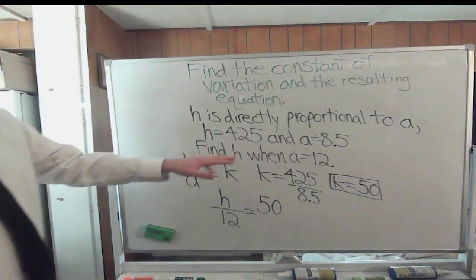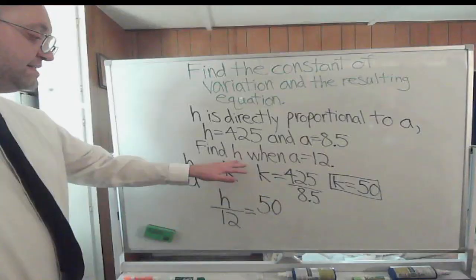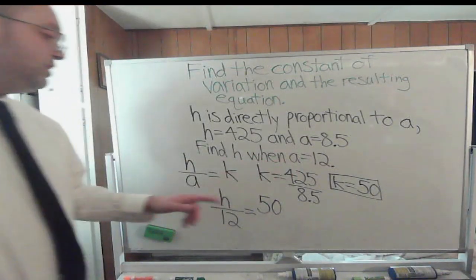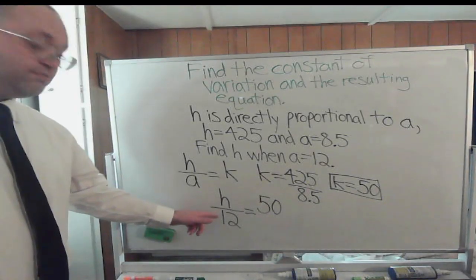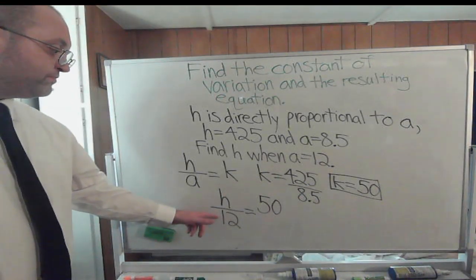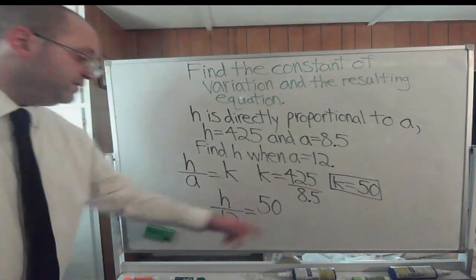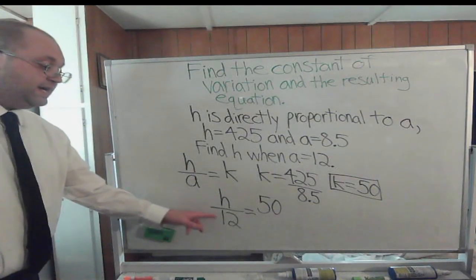All you got to do now is look at the last sentence here. Find h when a equals 12. Well, h is directly proportional to a. That means h over 12 equals the constant of variation of 50. Well, we want to solve for h.